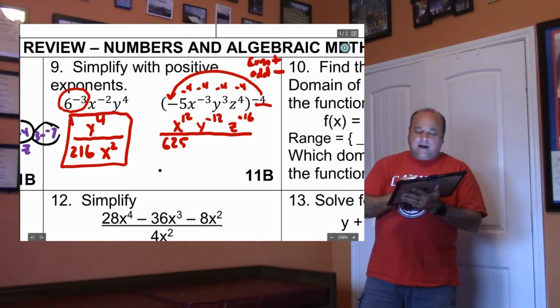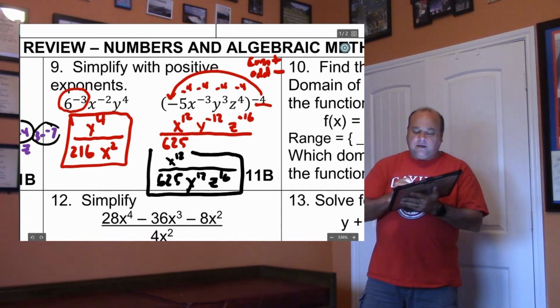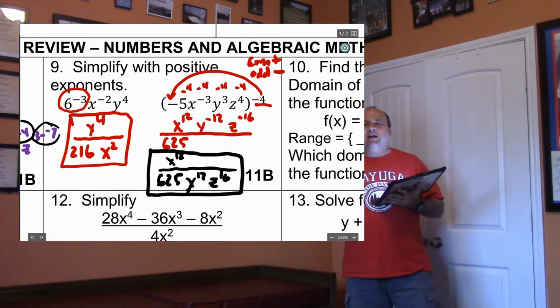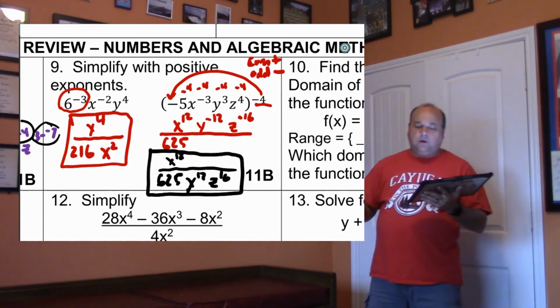So I'm going to put this in black. My x to the 12 stays on top. My 625 is on the bottom. The y should go to the bottom, and so should the z, shouldn't they? And this right here is the answer. Remember, the negative exponent just switches it across the fraction bar.